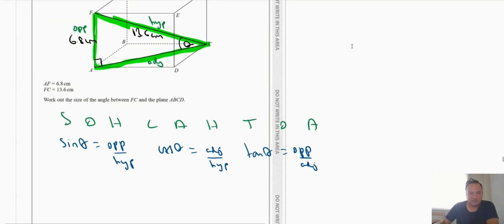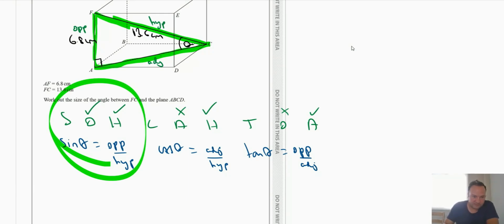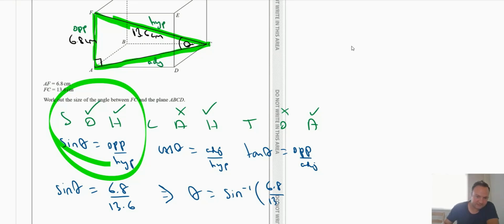So let's see. We don't know the adjacent, so we don't want to use the adjacent. We know the hypotenuse, and we know the opposite. So we can see that our conclusion is that we need to use sine. So what we do next, we want to work out the angle. So we can say sine theta, our angle, equals the 6.8 for our opposite divided by 13.6, which is our hypotenuse. And then all we've got to do then is take inverse sine of 6.8 over 13.6. Now, this may seem a little bit complicated, but hopefully what you notice here is actually 6.8 is half of 13.6. So this whole thing simplifies to inverse sine of a half, okay? So we can go back and we can say, right, sine theta is equal to a half.